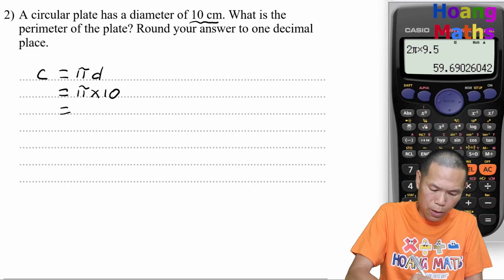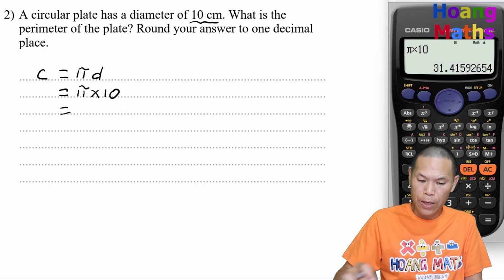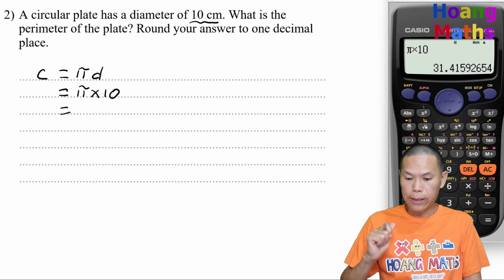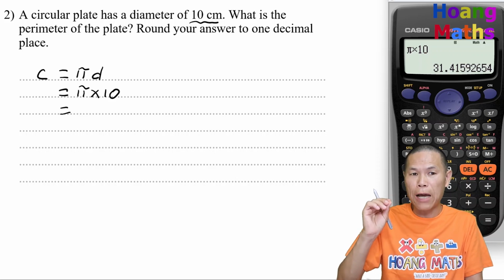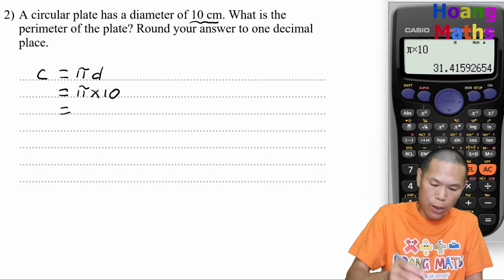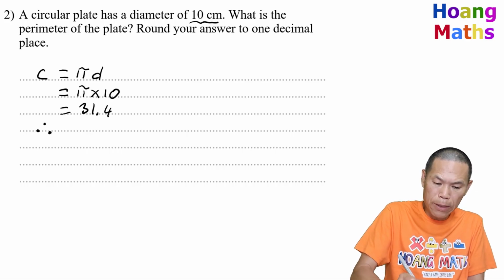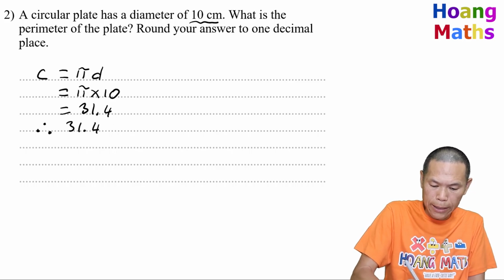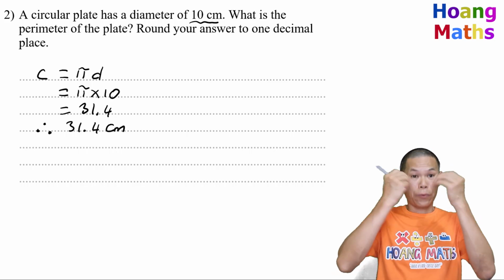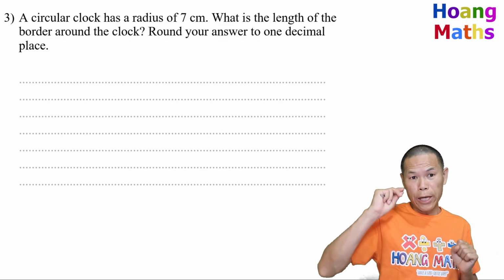So just go shift pi times 10, correct to one decimal place. That means 31.4, because it's 41, so 1 is less than 5. So the answer is 31.4. Therefore, the perimeter of the plate is 31.4 centimeters. So there you go. Please stop the video and try this one yourself.